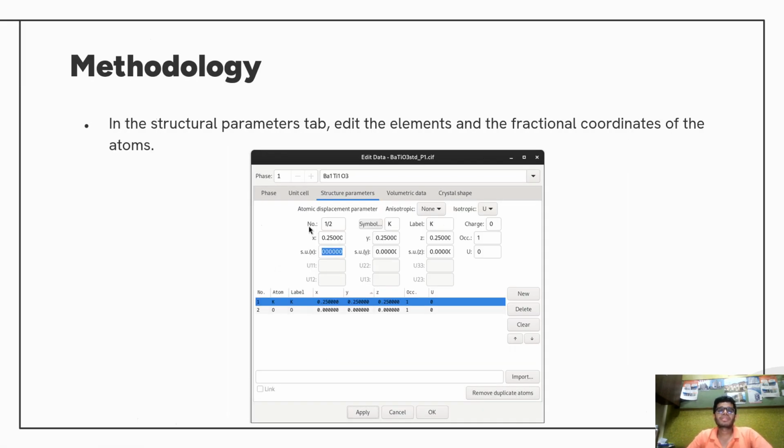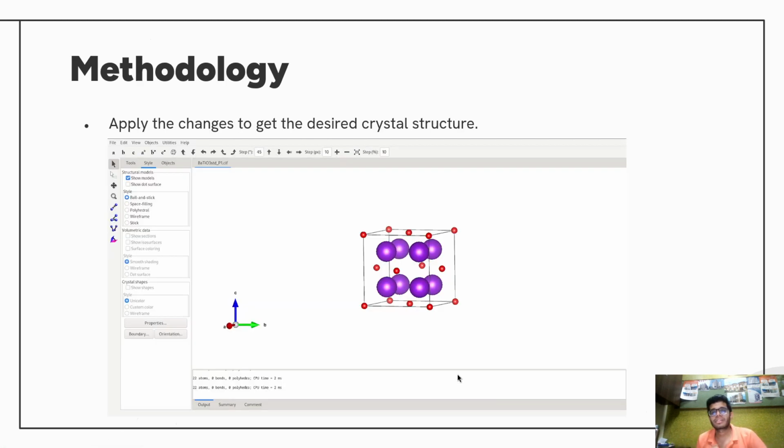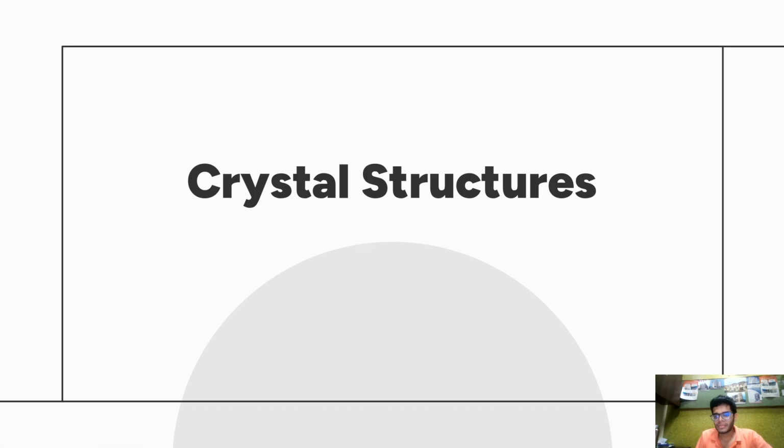Then you go to structure parameters and choose different atoms in the unit cell, like potassium, oxygen or whatever, and then you choose the fractional coordinates here. Then you apply changes and you get your desired crystal structure. You can also choose ball and stick, space filling or different styles to visualize the crystals. So that is one thing. And let's see the different crystals.